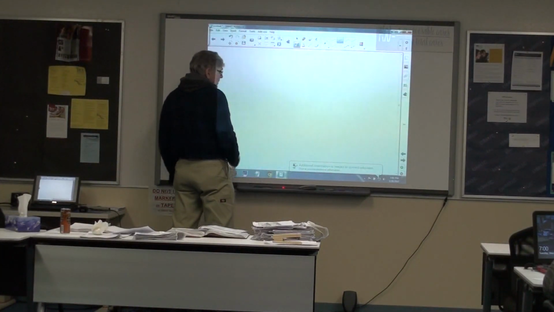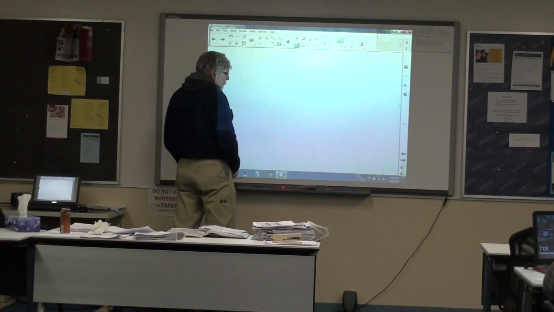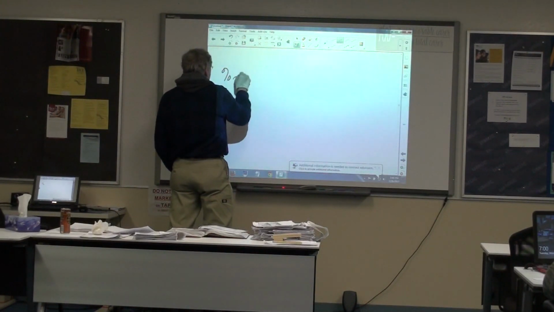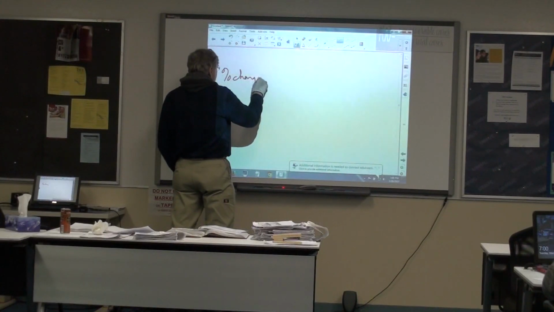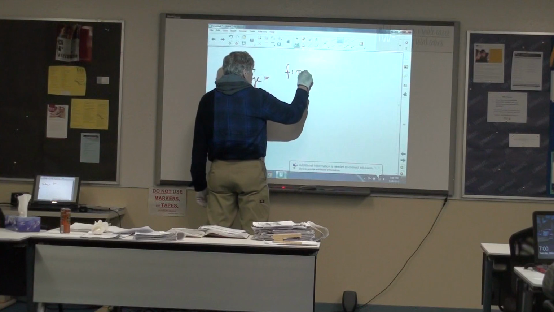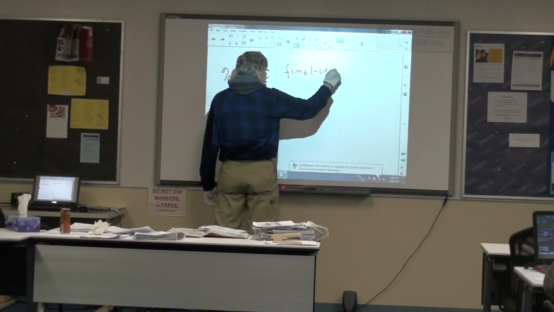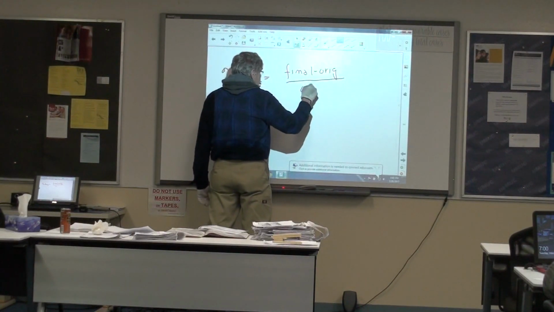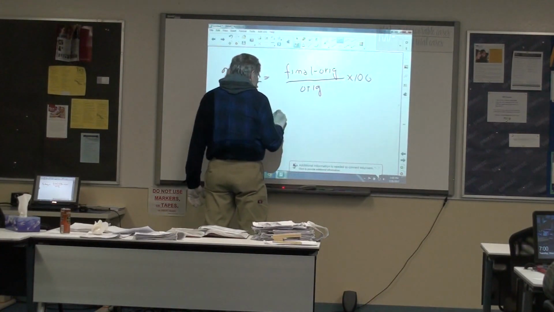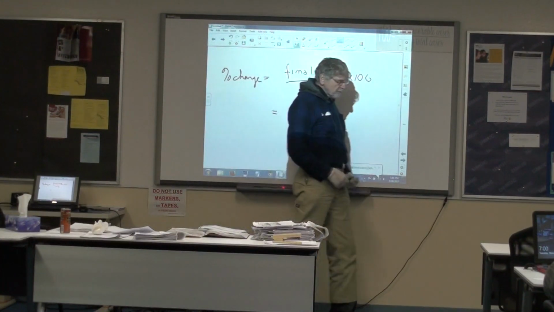How much does an item change by, in percent, when it changes? So percent change is always calculated by the same formula. It's equal to final minus original, divided by original, times 100 to get percent. So I'm going to give you an example.